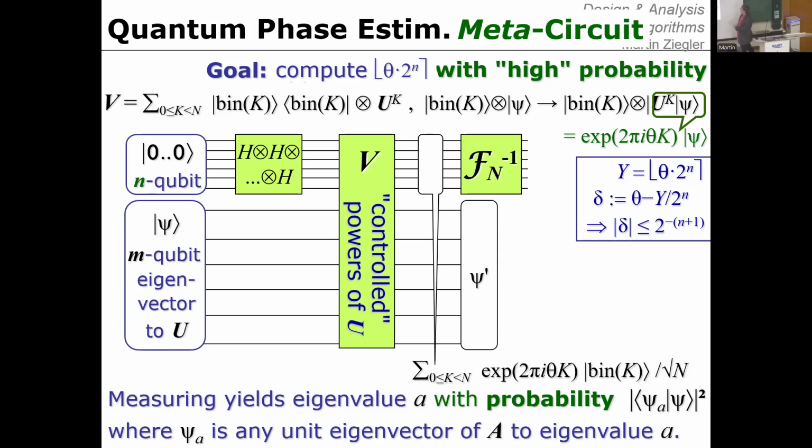And then we apply the inverse quantum Fourier transform. Remember, we discussed the quantum Fourier transform. Since it's unitary, its inverse is basically itself. Remember, homework.